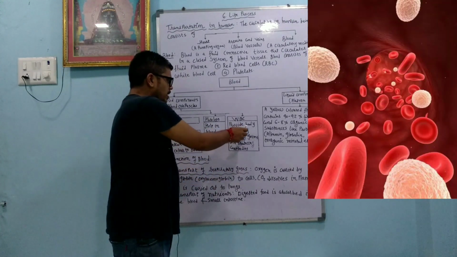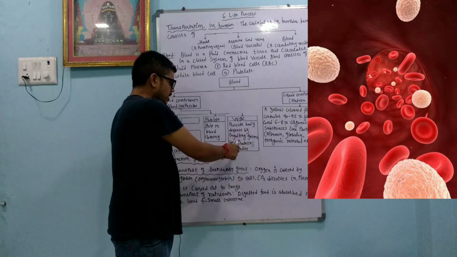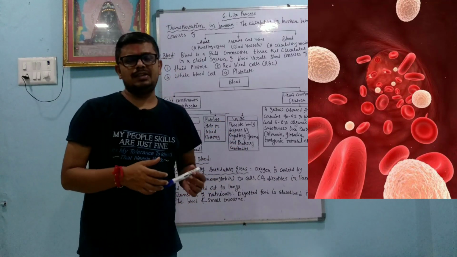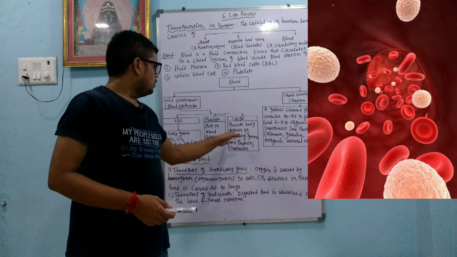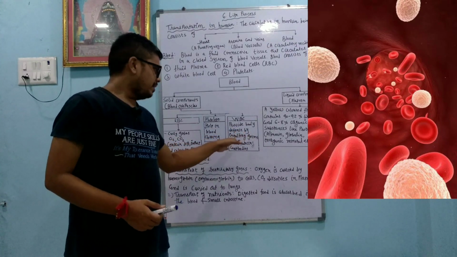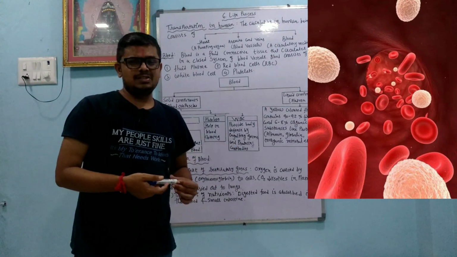WBC provides body defense by engulfing the germs and producing antibodies. So what is the main function of WBC, the white blood cell? It provides the defense system and destroys germs and bacteria, as well as producing antibodies to fight against different types of diseases.